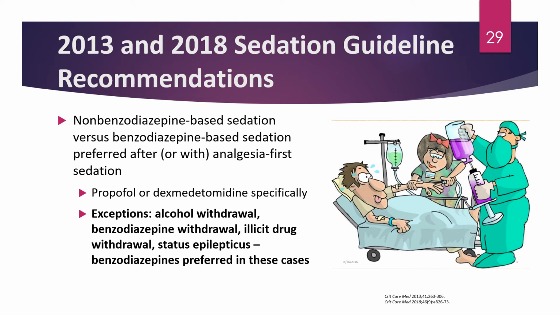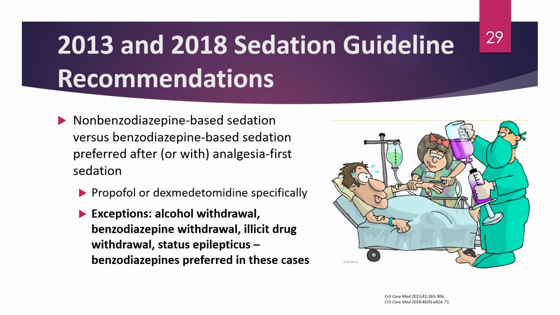Now there are some exceptions to this. If you have reasons to be on a benzodiazepine, such as alcohol withdrawal, where we know that inhibitory and excitatory neurotransmitters are imbalanced between GABA and NMDA, we might want to use a benzodiazepine first line. Benzodiazepine withdrawal, obviously we would want to give a benzodiazepine first, to potentially treat the benzodiazepine withdrawal.